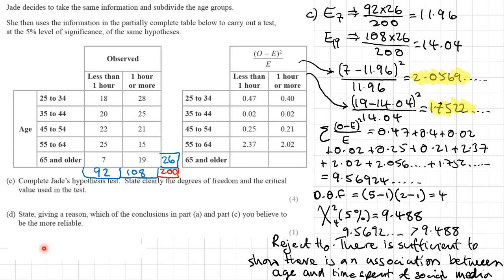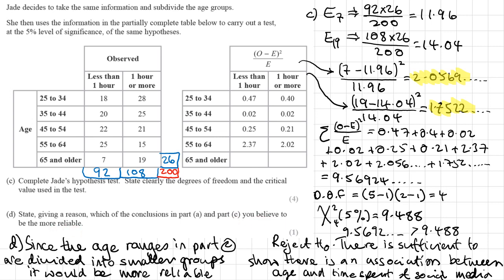And part D. State, giving a reason, which of the conclusions in part A and part C you believe to be the more reliable. So I think part C would be more reliable because the data has been separated, or the age groups have been separated or divided into smaller groups. So you can see more of what's going on.